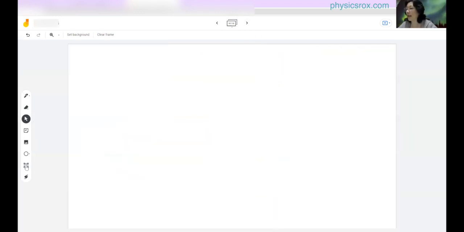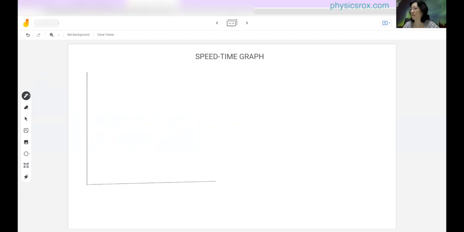So today we're going to look at speed time graphs. When you write it like that, remember that the first word will be on the y-axis and the second word will be on the x-axis. So this would be speed, in meters per second, and this would be time in seconds. It can also be kilometers per hour, or an hour. That depends on the question.